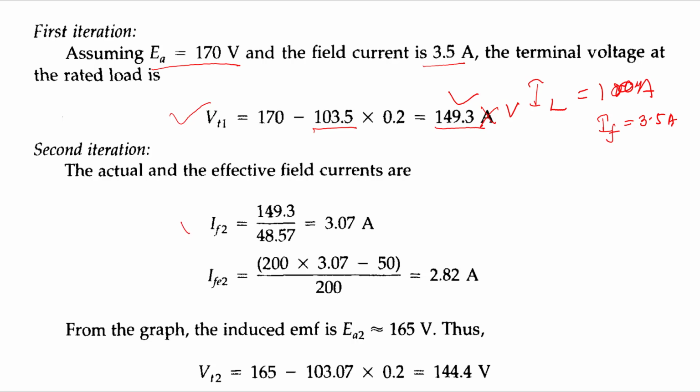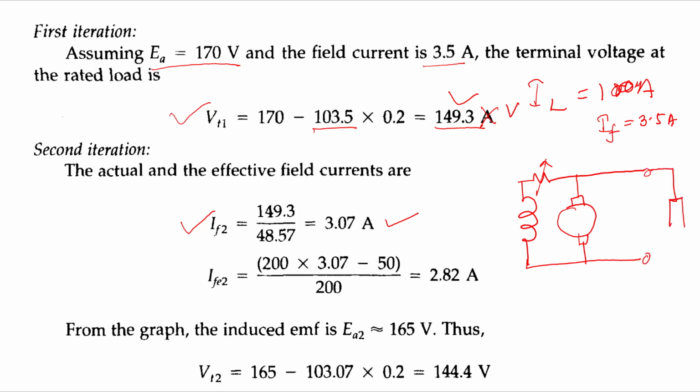So IF2 will be 149.3 by 48.57, which is the net resistance in the field, right? That will give me 3.07 amperes. I don't know whether you can imagine or not. Just let me draw it. So this is your generator where we have the field here with resistance, right? And here we have the load, right? And this is your IL, IF, this is your IA. Okay.